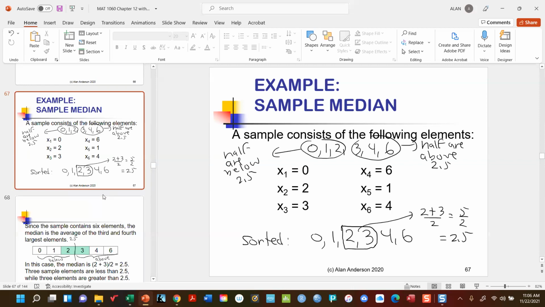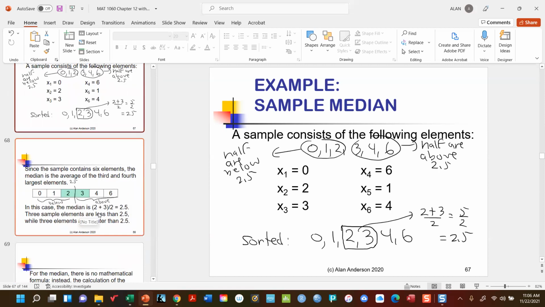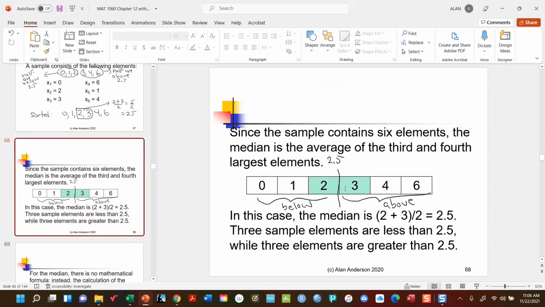So anytime we have an even number of values, this is exactly what we're going to do. And let me show you in the next slide. I've done it with the colors. 2 and 3 are the two in the center. We average them out and we find a number such that half are below and half are above. So there's two cases then. The odd number of values, we just find the element in the middle. With an even number, we split them up. We average the two in the middle and we have two halves that are half are below and half are above the median.